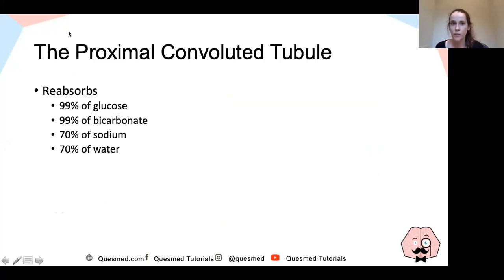That's because the proximal convoluted tubule reabsorbs 99% of the glucose that we filter, 99% of the bicarbonate that we filter, 70% of the sodium that we filter, and wherever sodium goes, water also follows. So we also reabsorb around 70% of the water that we filter there.